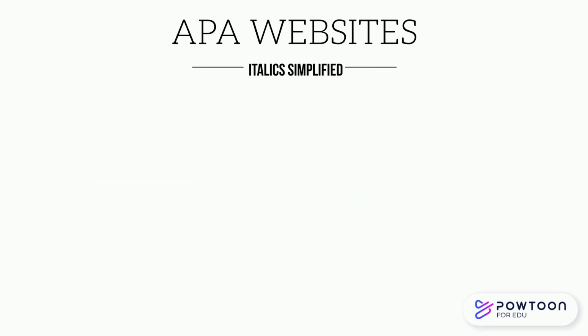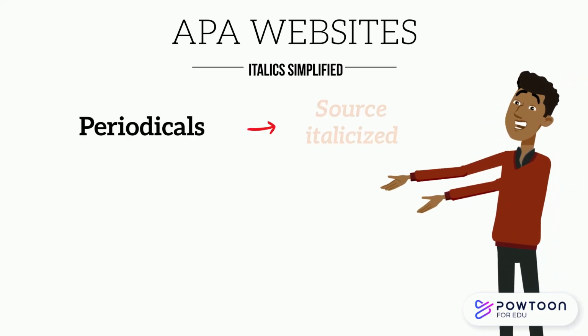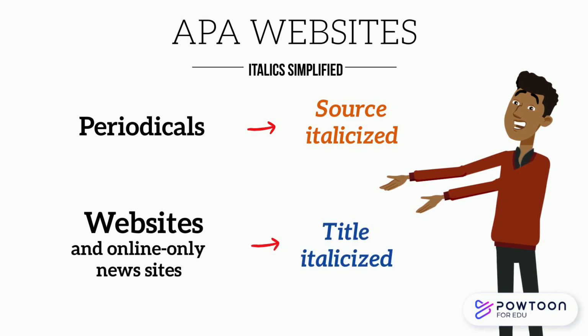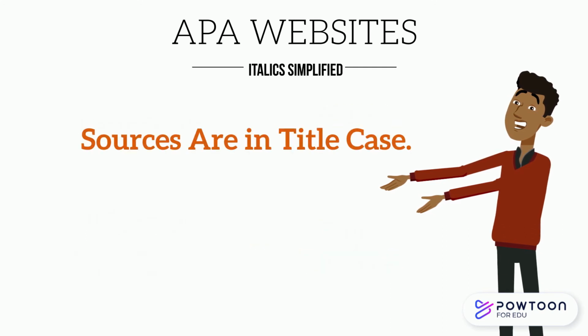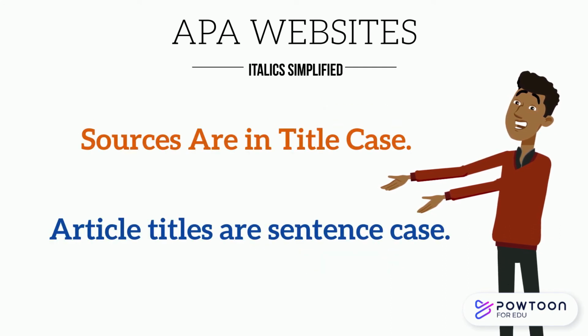To keep it simple, remember, for periodicals, the source is italicized. For websites, the title of the article or page is italicized. All other elements are the same, including that all sources are in title case and article titles are in sentence case. The only thing that changes is the italics.